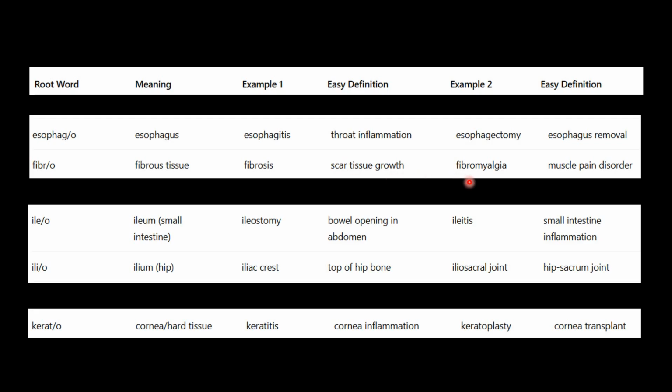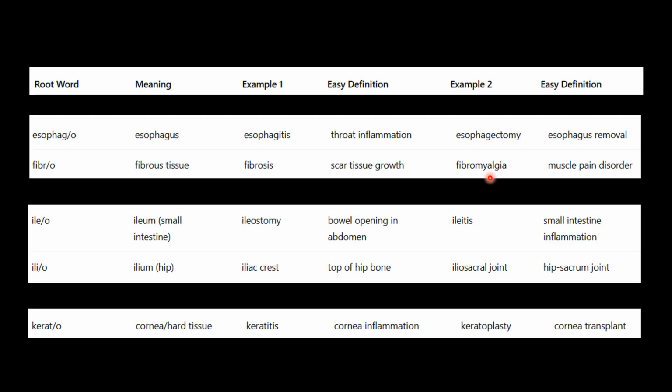Likewise, we have another example, fibromyalgia, which denotes a muscle pain disorder. If something is denoting a muscle pain disorder, then in that case we will utilize the terminology fibromyalgia, because that muscle pain is because of the fibrous tissue. So we are using the terminology fibromyalgia, and here fibro is the actual root word which is providing more than 90% of information for the tissue.